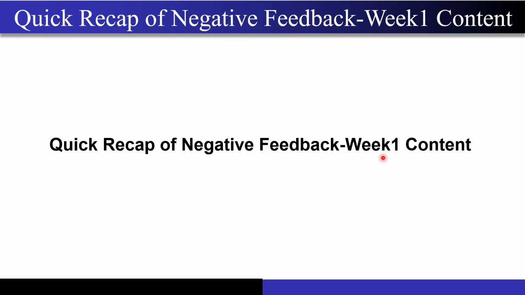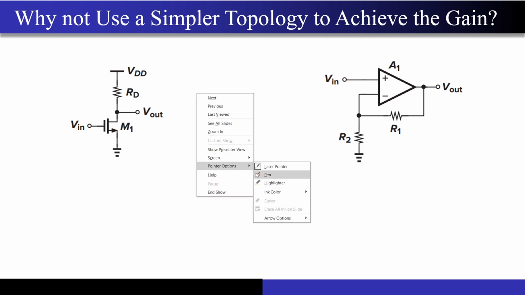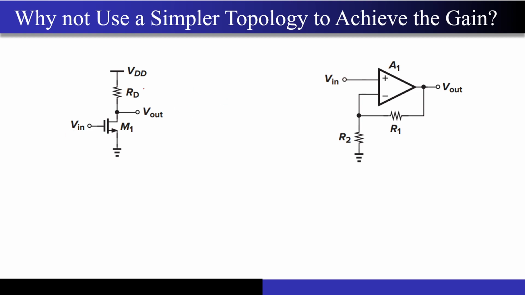So now let's have a quick recap of what has been taught in the negative feedback. Right, so now what is the difference between these two topologies? If you look at this amplifier, this is a common source amplifier, and I assume that every one of you knows what this common source amplifier is, right? So its gain is nothing but minus Gm into Rd, where Gm is the transconductance of this device M1.